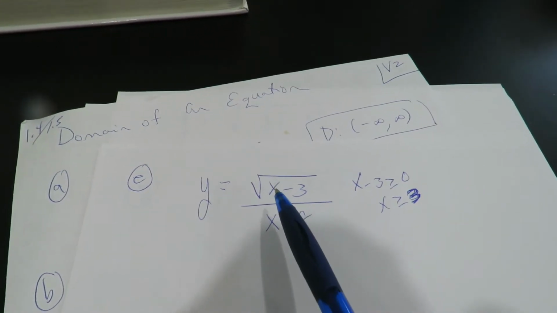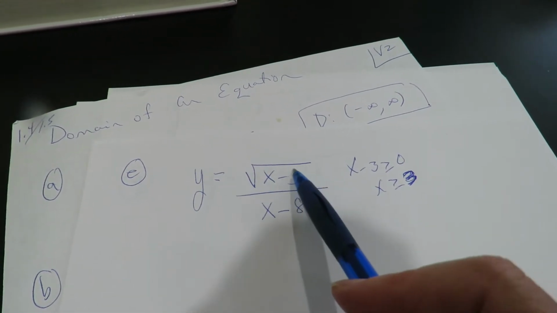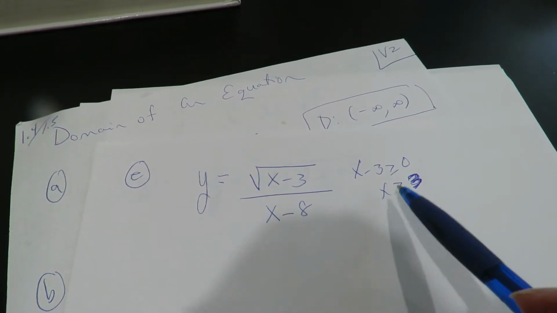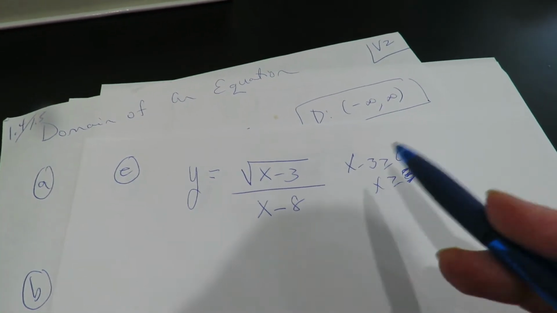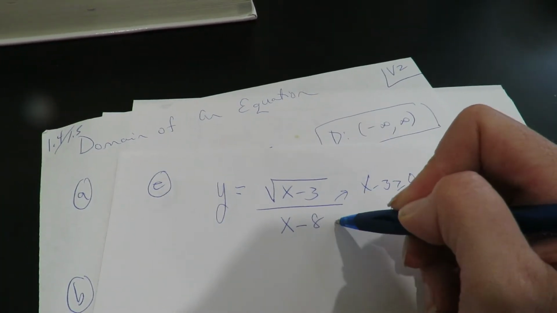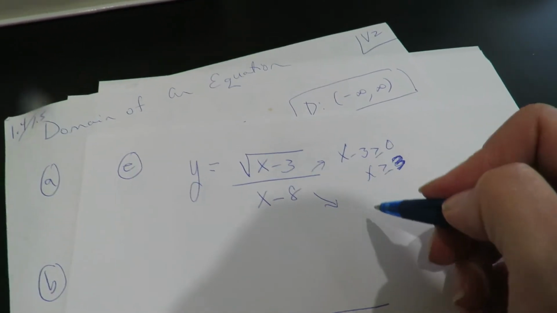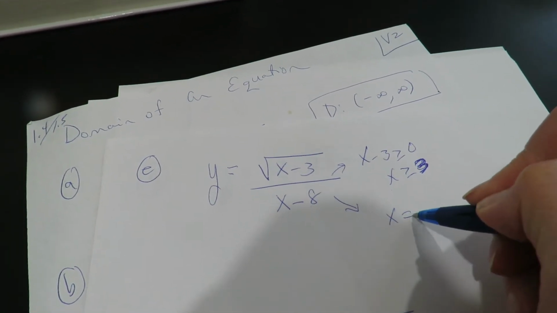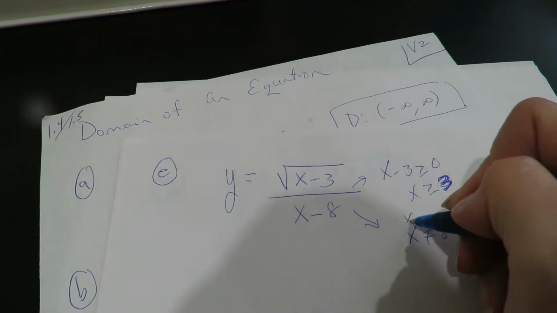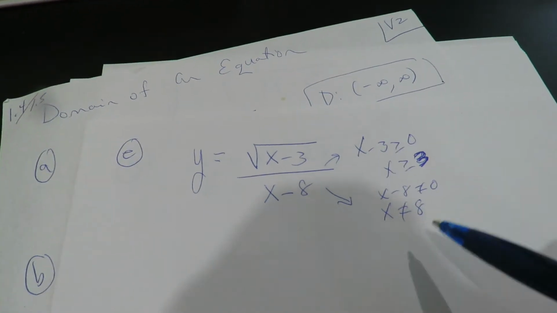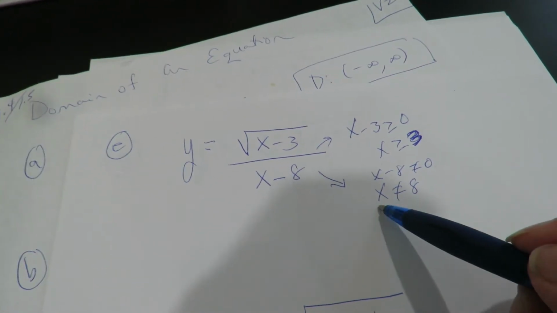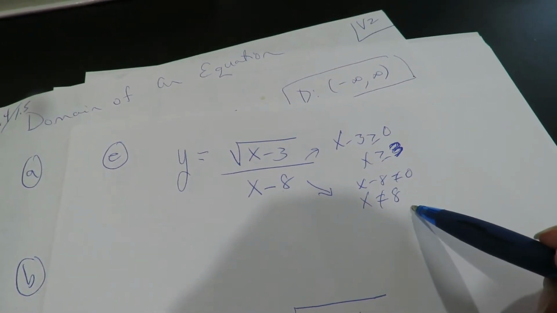Okay, for the top part, because it's a radical, the radicand has to be greater than or equal to 0. If you solve it out, you get that x is greater than or equal to 3. For the bottom, since it's in a fraction, you can't divide by 0, so x cannot be 8, right? Because the bottom, this whole thing, this x minus 8 cannot equal 0. So that means specifically that the denominator cannot equal 8.